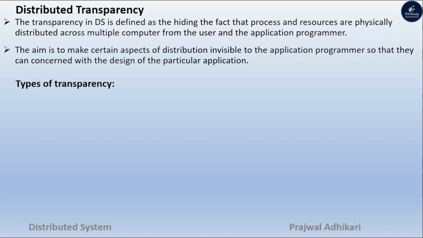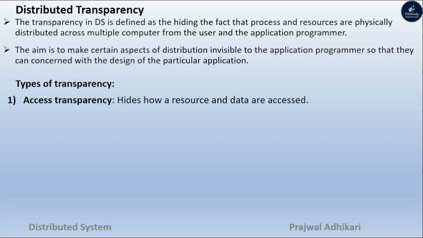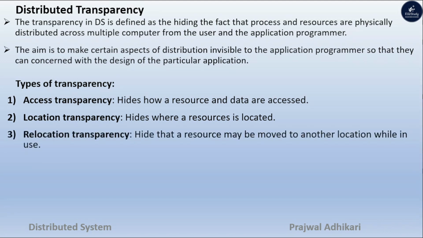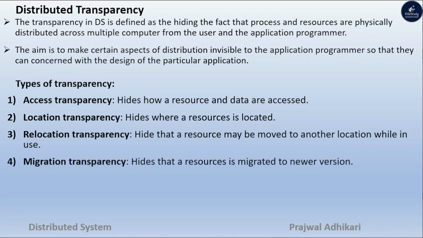Different types of transparency. Access transparency. It hides how resources and data are accessed in the system. Location transparency. It hides where a resource is located in the system. Relocation transparency. It hides that a resource may be moved to another location while in use. Migration transparency. It hides that a resource is migrated to a newer version.